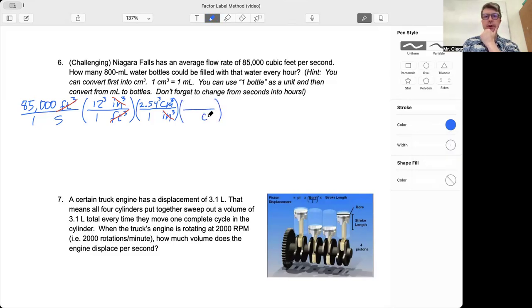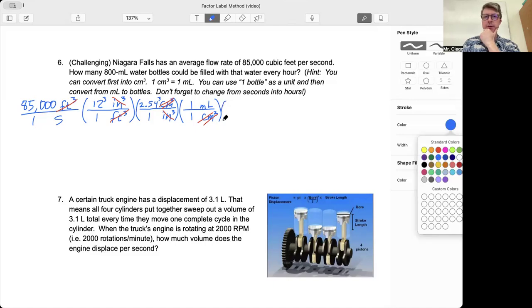So we have cubic centimeters now to milliliters. Those are equal. Those are actually the same exact thing. So I'm just going to change that. Okay, so now we've got milliliters.